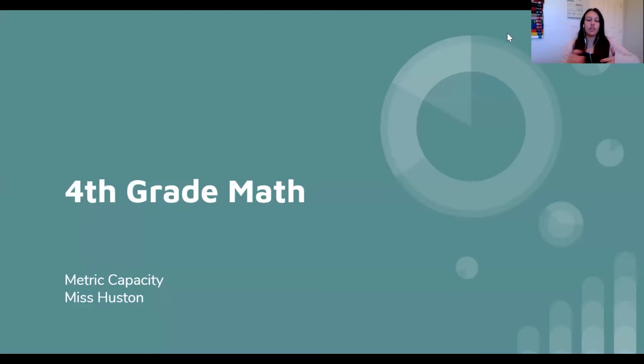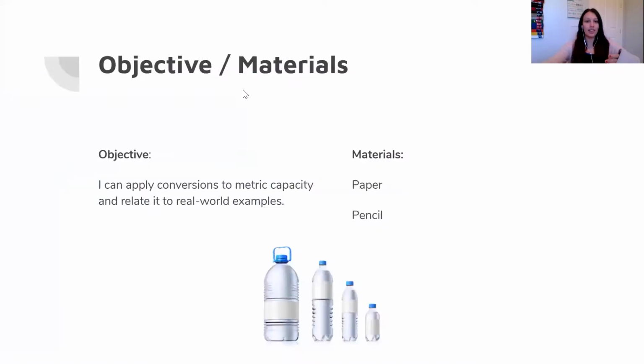So this week we focused on metric length and weight. Now we're going to be talking about capacity. So here's our objective for today. You guys can go ahead and say this with me. I can apply conversions to metric capacity and relate it to real-world examples. And the only materials that you're going to need are a piece of paper, a pencil, and then if you want, you can have an eraser too.